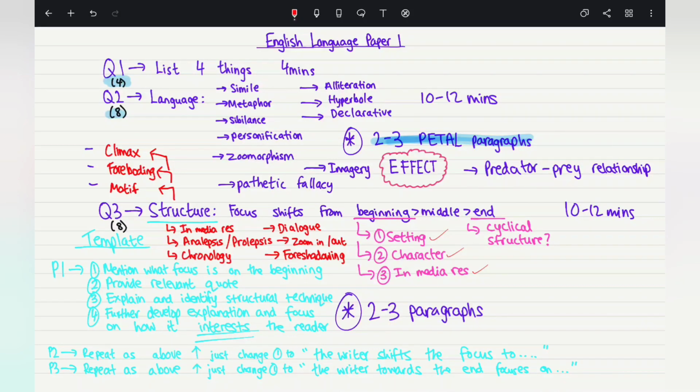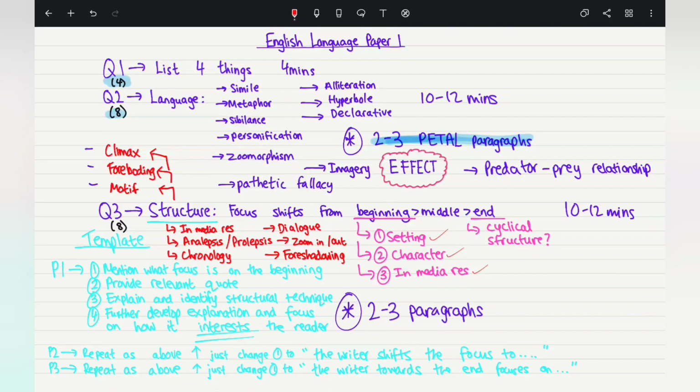Also, look at the shift in focus towards the middle. Is there a shift in setting? Is there a shift in idea? Is there a shift in perspective as well? So is there a perspective change? This is something that you want to talk about. And towards the end, how does the writer conclude the insert or the text? Do they use a cyclical structure? So these are some things for you to consider.